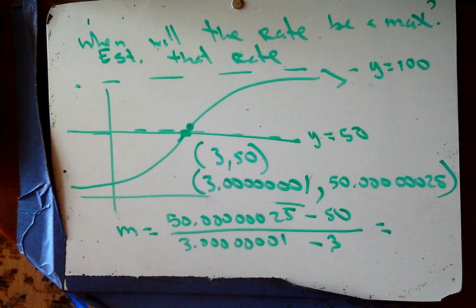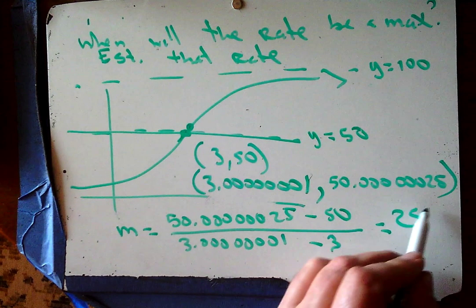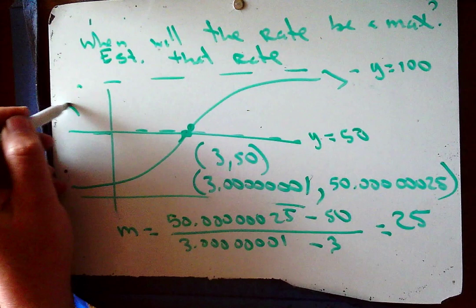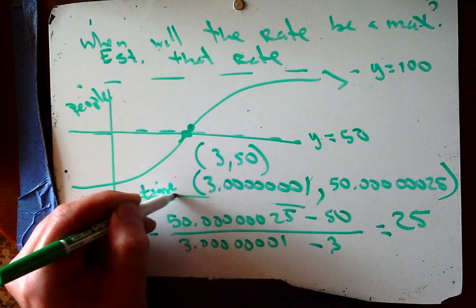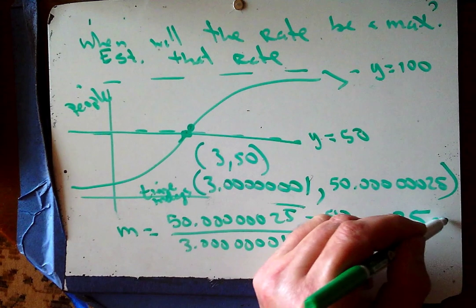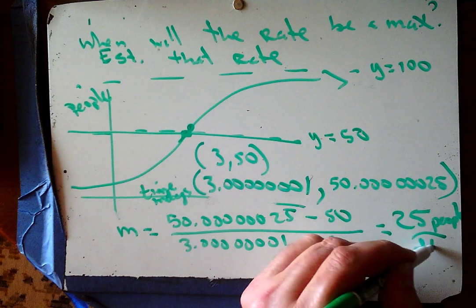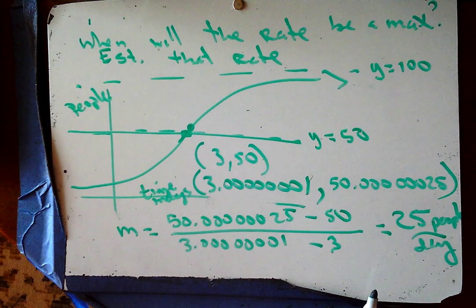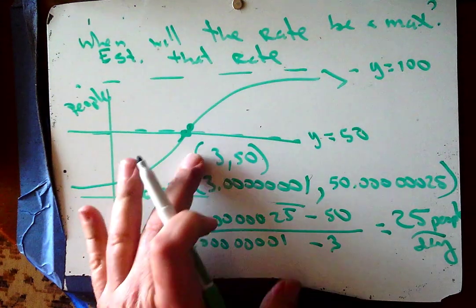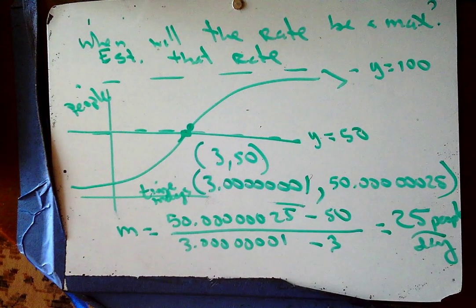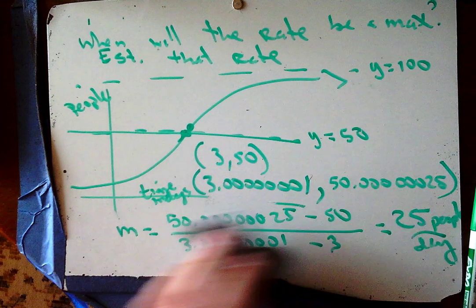Divided by 0.1234567, and I end up with 25. And what are the units? Well, these are people. This is time in days. And so this is people per day. The rate at which people are being infected is 25 people per day at time equal to 3. And that's the maximum rate. We're never going to have more than 25 people being infected in one day.